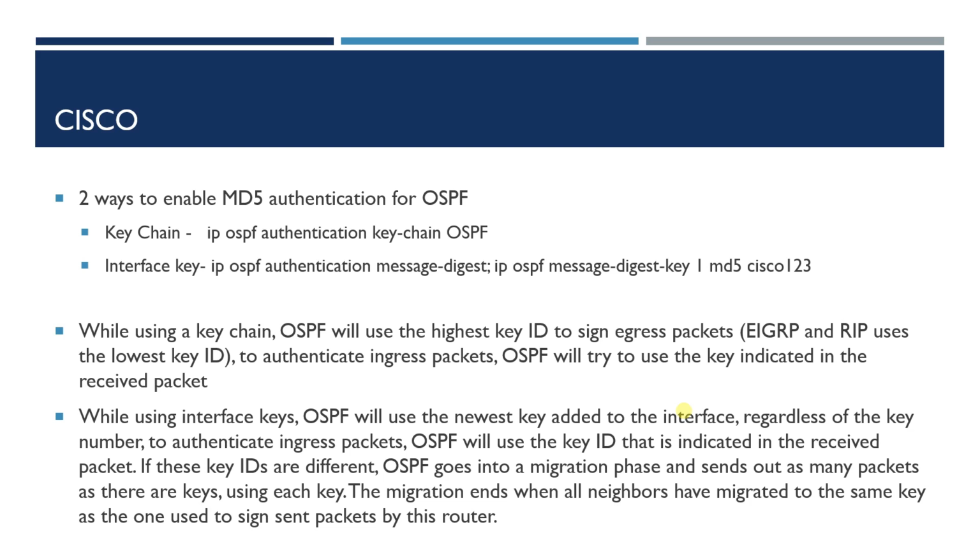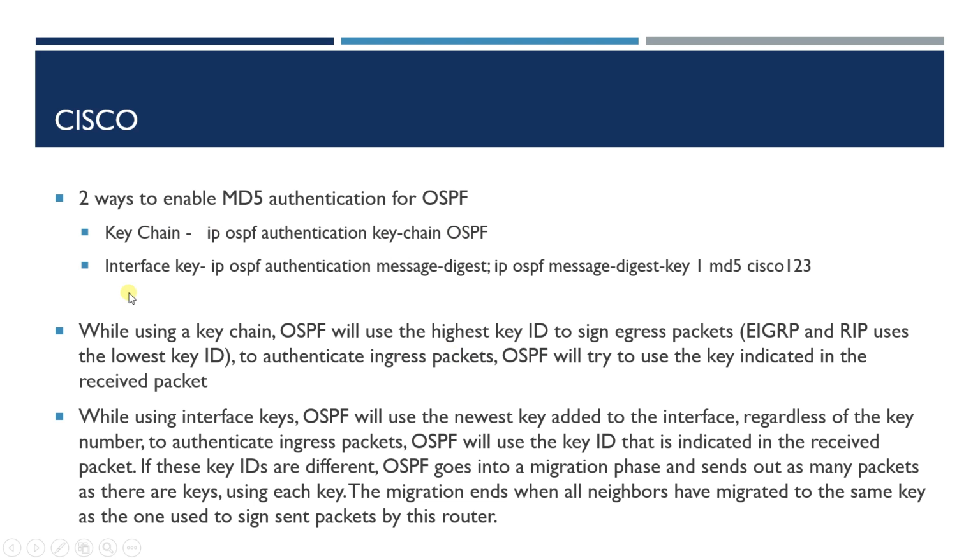With Cisco, there are two ways that we could enable MD5 authentication for OSPF. We can use a keychain, or we could use the interface key command. When you implement the keychain on OSPF, you go into the interface and you say ip ospf authentication key-chain, and then give it the name OSPF.